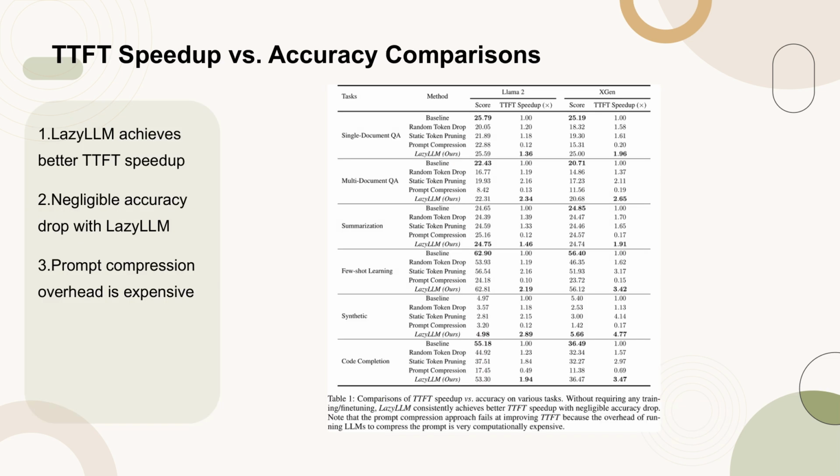Table 1 presents the TTFT speedup versus accuracy comparisons between LazyLLM, standard LLM, and other baselines. The table shows that LazyLLM consistently achieves better TTFT speedup with negligible accuracy drop across multiple tasks. It is noted that the overhead of running LLMs to compress the prompt is very computationally expensive, making the actual TTFT of the prompt compression baseline longer than the standard baseline.